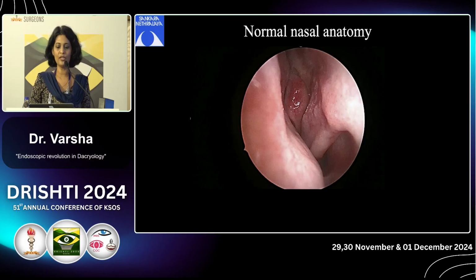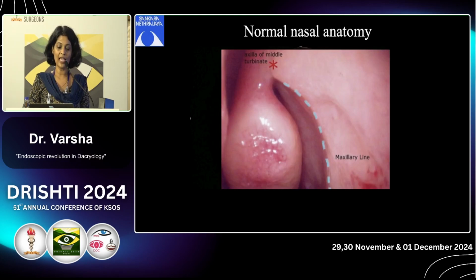A little bit on the normal nasal anatomy. Here you can see the middle turbinate and the root of the middle turbinate. Inferior to it is the inferior meatus. Then this is the inferior turbinate, and inferior to the inferior turbinate is the inferior meatus. We need to know the axilla of the middle turbinate, as you can see very clearly here, and also the maxillary line, which is basically the junction of the frontal process of the maxilla and the lacrimal bone. This surgical anatomy everyone should keep in mind so that we become good endoscopic surgeons.